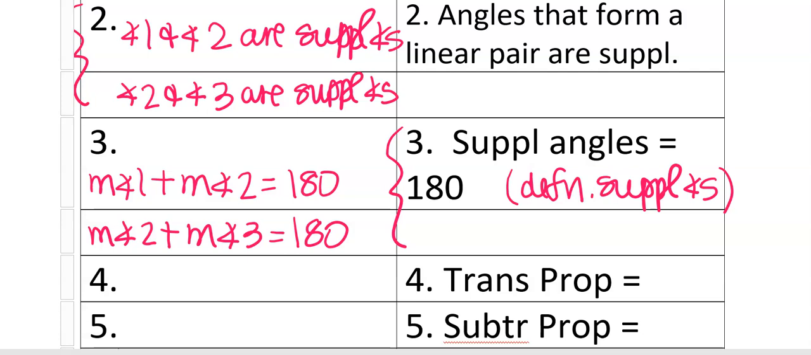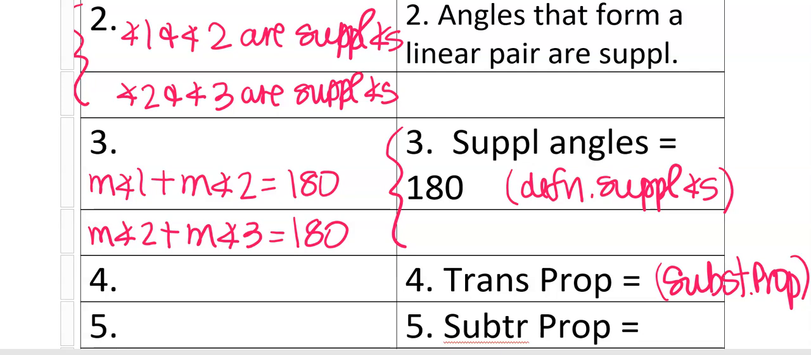So now that we know that these 2 equal 180 and those 2 equal 180, we can kind of do transitive here. I don't feel like it's set up like transitive. I feel like it's more of a substitution kind of thing. The book will generally use transitive when you're using 2 steps together, kind of. So I'm going to put substitution behind this, and I'm going to show you why in a second.